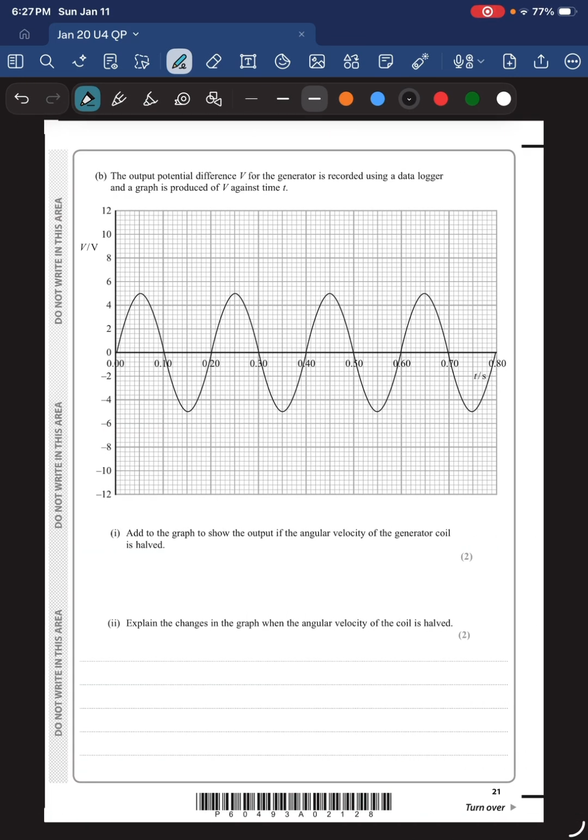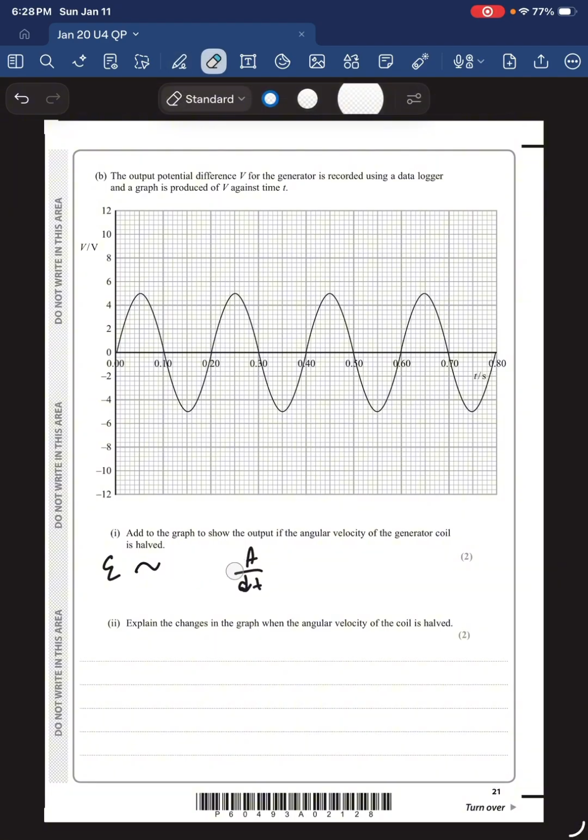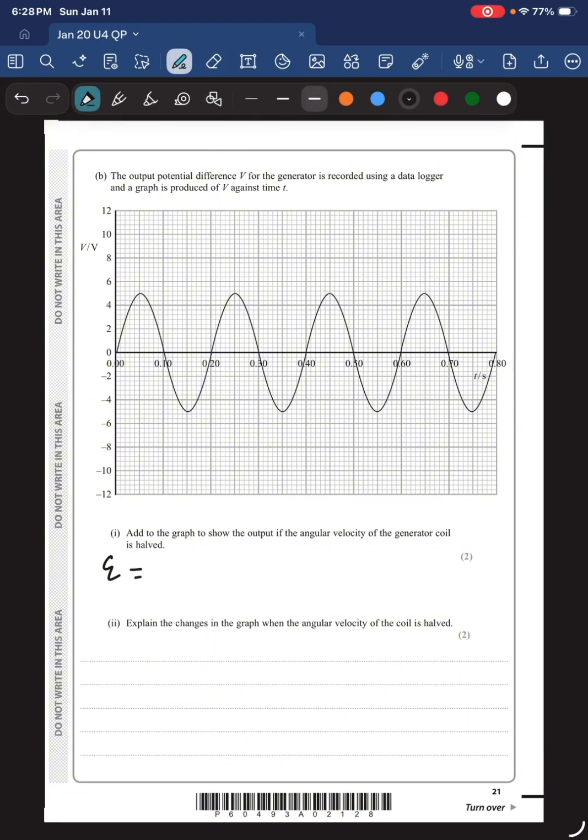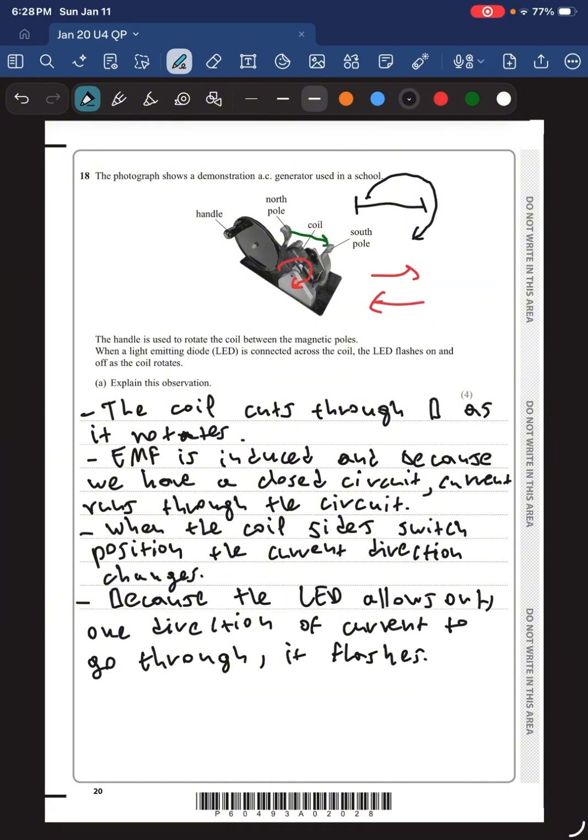B. The output potential difference V for the generator is recorded using a data logger, and a graph is produced of V against t. Add to the graph to show the output if the angular velocity of the generator coil is halved. So the induced EMF is proportional to NB times the change in the area, right? So E is N dΦ over dt. But remember, this coil rotates inside these magnets, right?